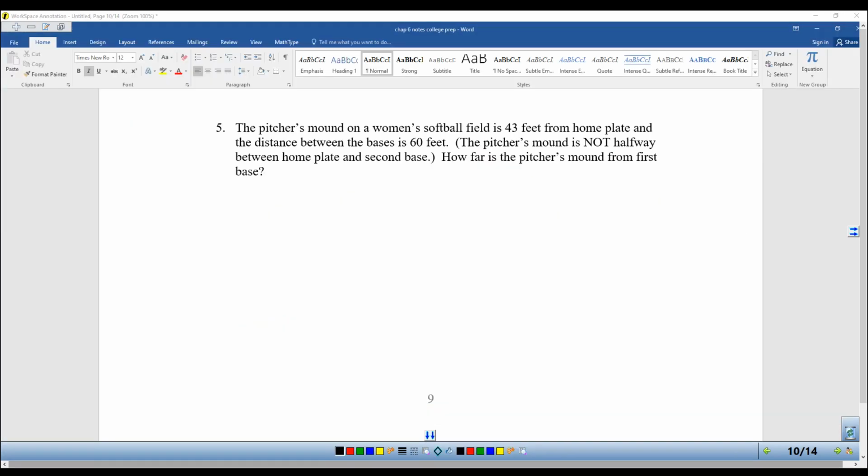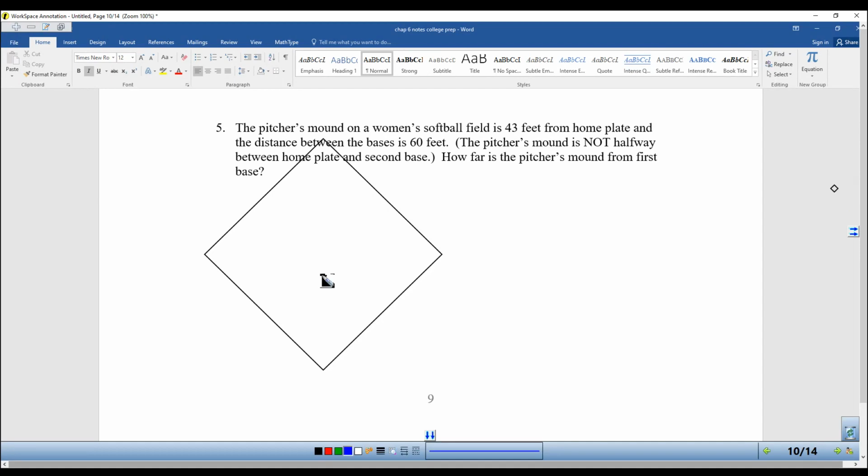Number 5. So this one's just a little bit trickier. It says that the pitcher's mound on a women's softball field is 43 feet from home plate, and the distance between the bases is 60 feet. So I'm just actually going to use a little drawing tool here to help me. Otherwise, it would be a terrible picture. So there we go. We got our baseball diamond, and here's the pitcher's mound. This is 43 feet away.